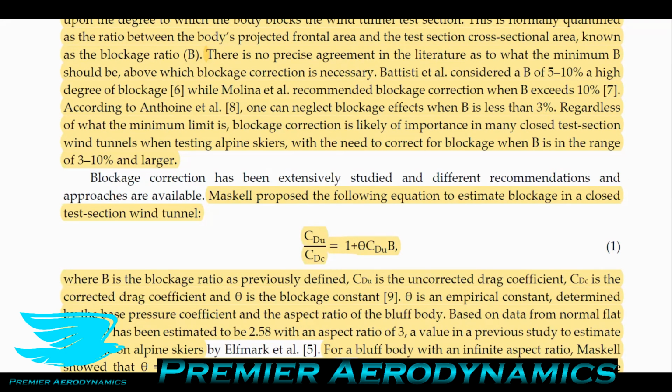So they want to determine here what correction factor they can use and what blockage ratios are important, and when you need to consider them in earnest. And they go through this equation called Maskell's equation to estimate the blockage in a closed test section. So in other words, when you have the uncorrected drag, how do you find the corrected drag? If you're just listening to this, I'll describe the equation. If you're playing along at home with the paper, you can see it right here as well on page 2.